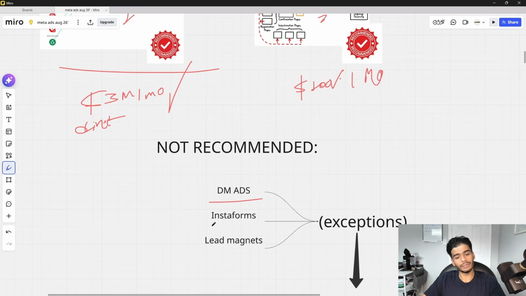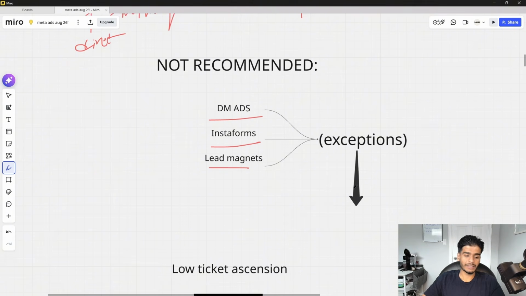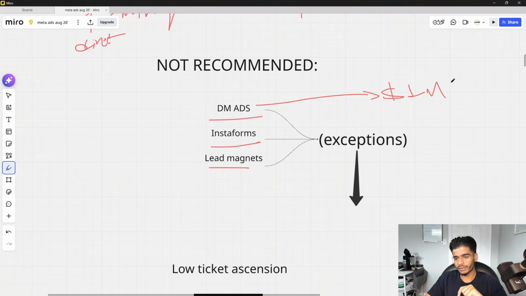Not recommended: DM ads, Insta forms, lead magnets. The only exception is if you have a really low budget, like 30, 40, 50, $60 a day and you still want a piece of the cake, then you can try these, but I don't usually deal with them. Now, in some instances, some fitness coaches do run DM ads at crazy scale, like at 1M plus, but it's a rare exception and it does not disprove the rule.